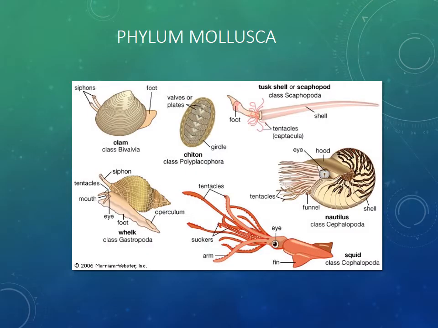So here's some of the different types of mollusks that we can see. There's a few different classes we're going to explore. And there's one that we're not going to talk about too much, which is the tusk shells or Cephalopods, but the other ones we're going to look at and explore.